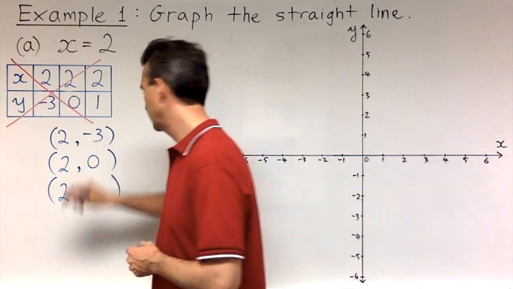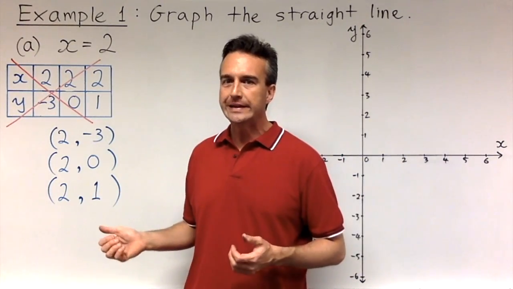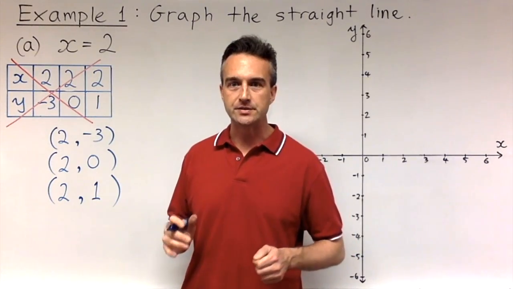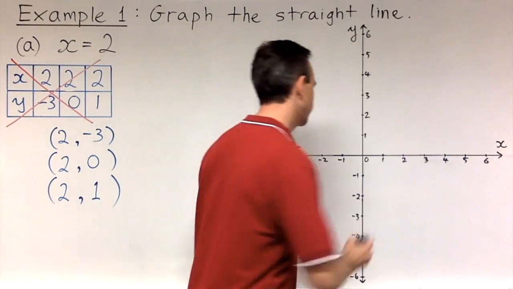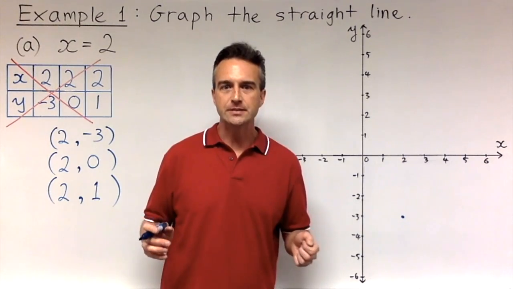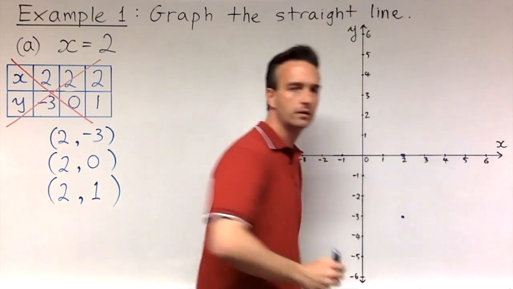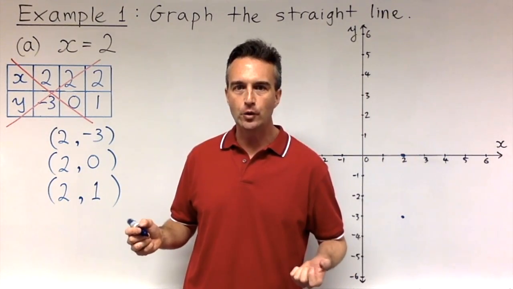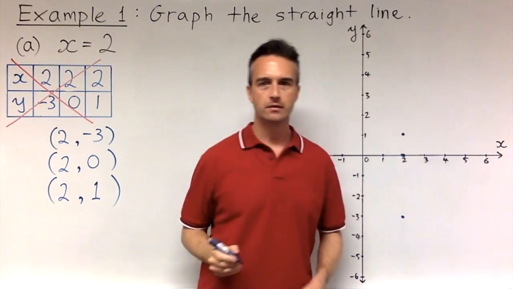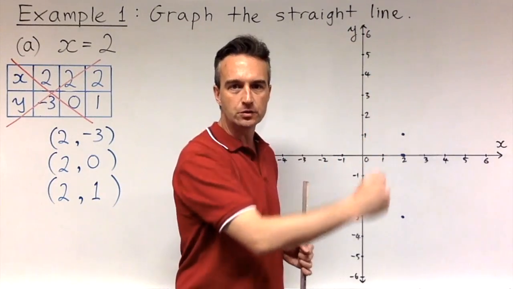-3, 0, and finally 1. And these will be our 3 points for our straight line. Super easy. Let's plot our 3 points. The first one, 2, -3. Our second point, 2, 0. And finally our third point, 2, 1. All done. So what do we see? We see 3 points lining up to make a vertical line.